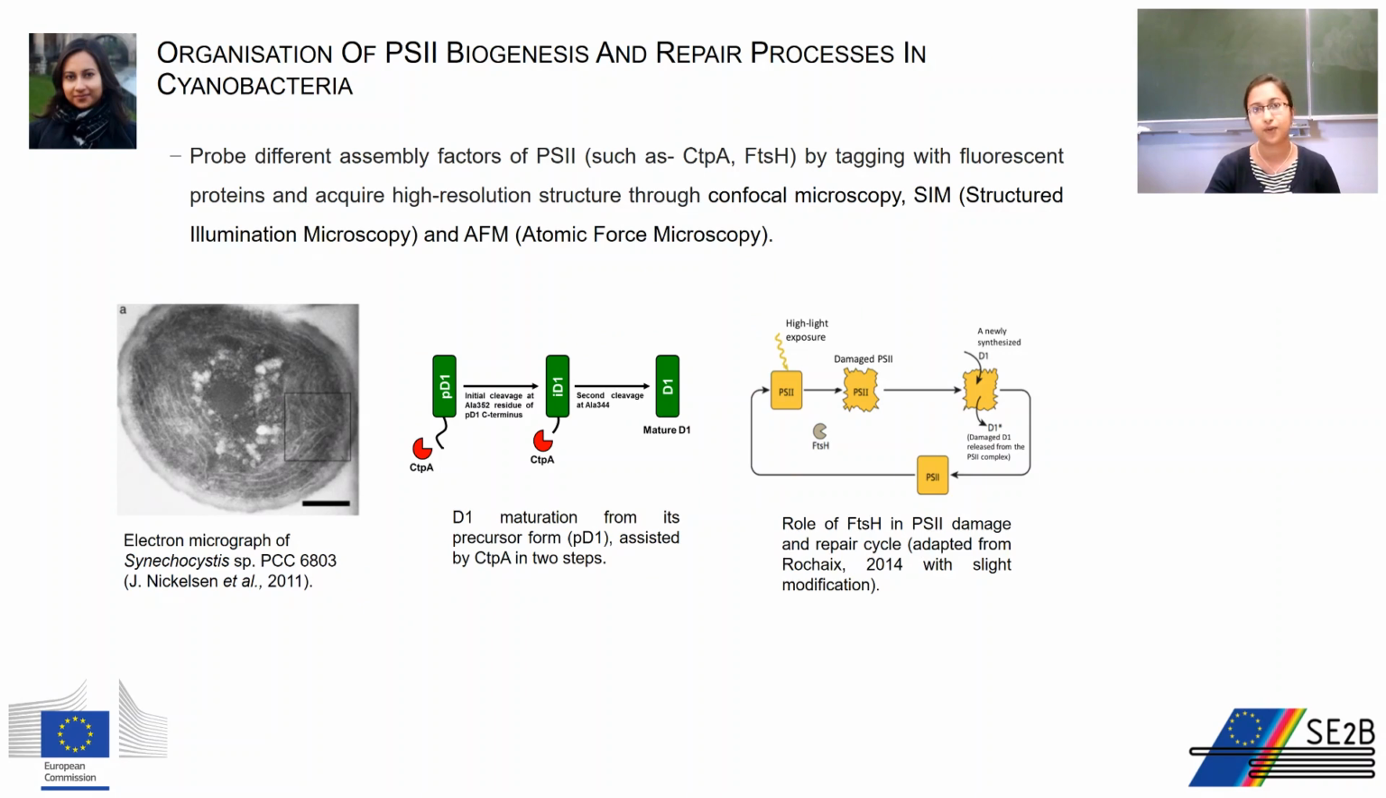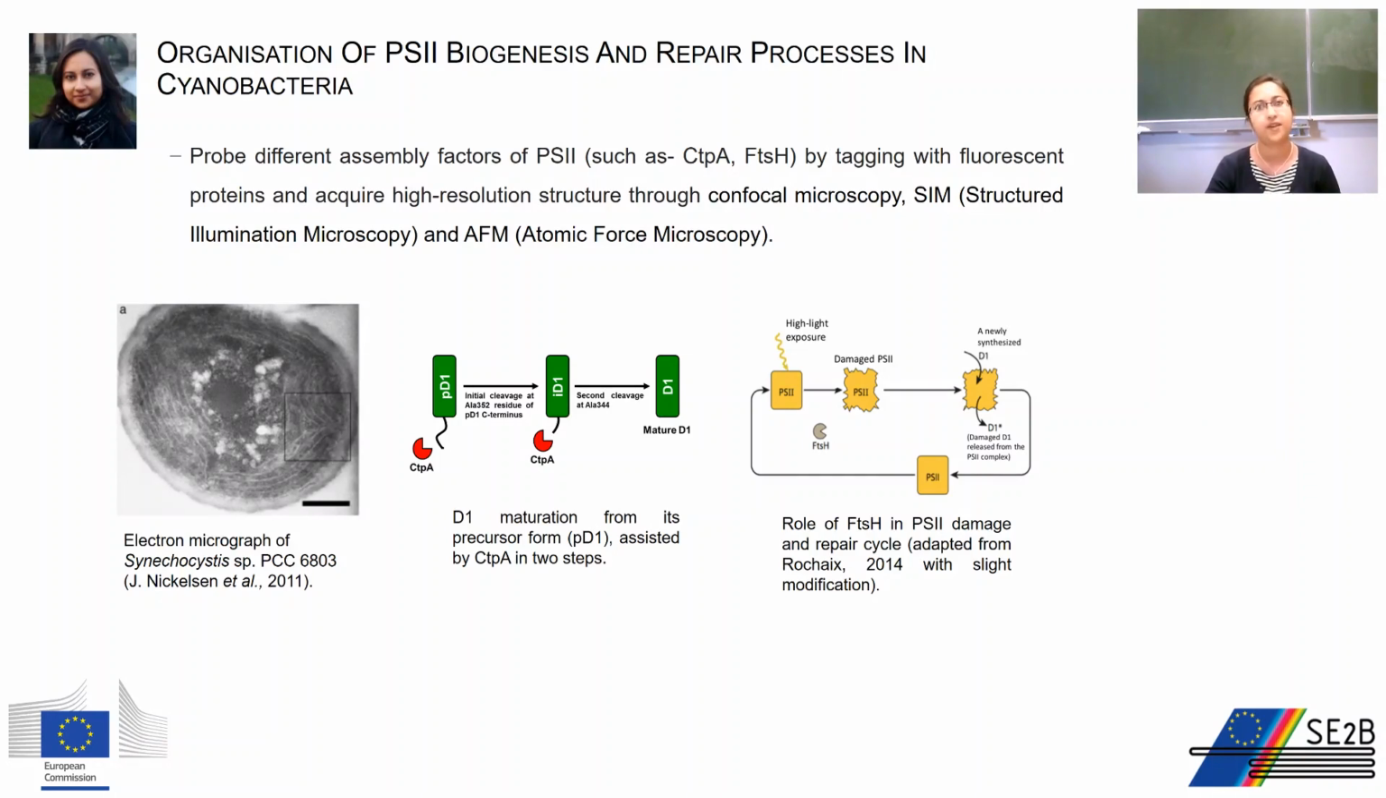I am working on the second one, where I focus on investigating the subcellular localization of photosystem 2 biogenesis and repair processes in cyanobacteria. The biogenesis of photosystem 2 is a complex multi-step process. It requires precise assembly of all the protein subunits and pigments. Due to the high sensitivity to light, photosystem 2 also undergoes continuous damage and requires a repair cycle to restore its photosynthetic capability. Although photosystem 2 is one of the most studied photosynthetic complexes, the subcellular localization of its assembly events is not clearly understood yet.